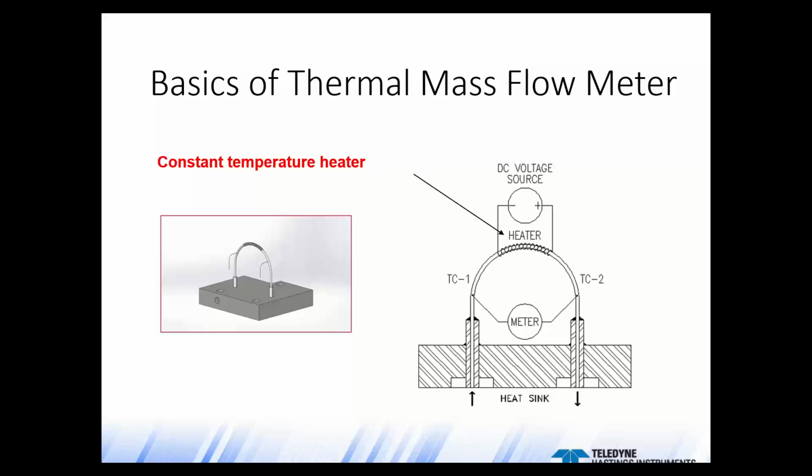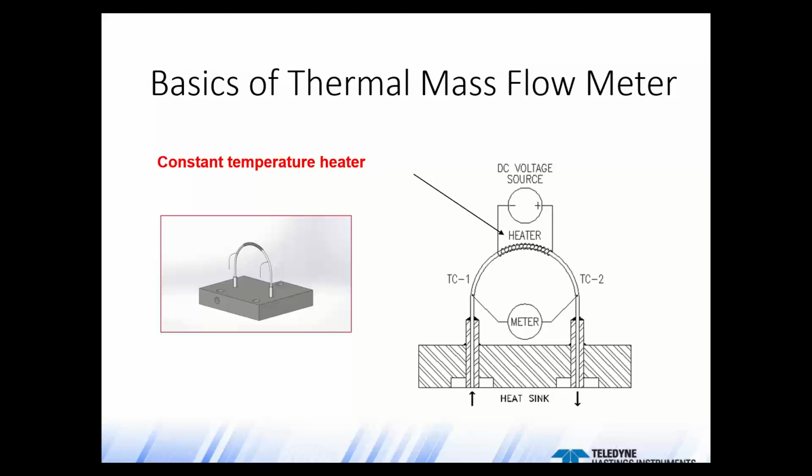Conceptually, it's pretty easy to follow. In this design, a central heater winding takes the center of the tube up to a constant temperature. Now, there are two thermocouples, you can see them there, the one on the left, TC1 and TC2, and those are placed symmetrically away from the heater. As you can see from the arrows, flow enters from the left and exits out the right.